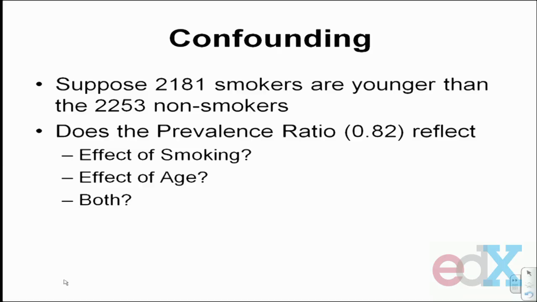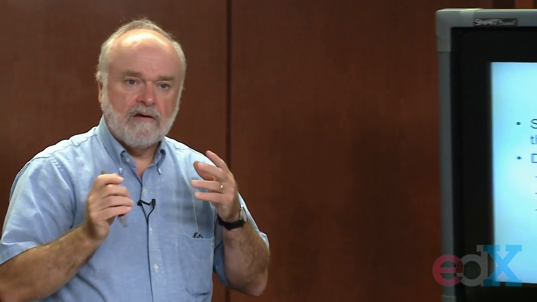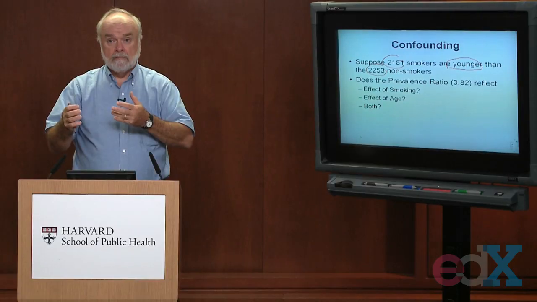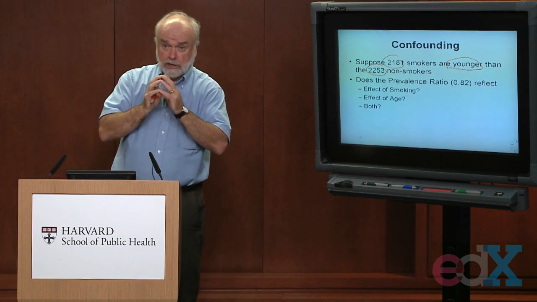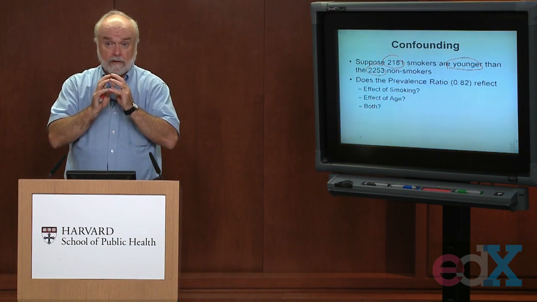Now let's suppose I gave you some more information about the people in this study. Let's suppose I told you that the 2,181 smokers were essentially younger than the 2,253 non-smokers. So now I'm telling you there are two differences in the two groups I'm comparing. One group is smokers who are mostly young. The other group are non-smokers who are mostly old. And I show you that the prevalence ratio in those two groups is 0.82.